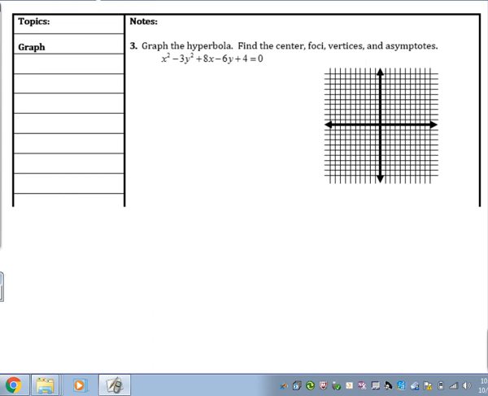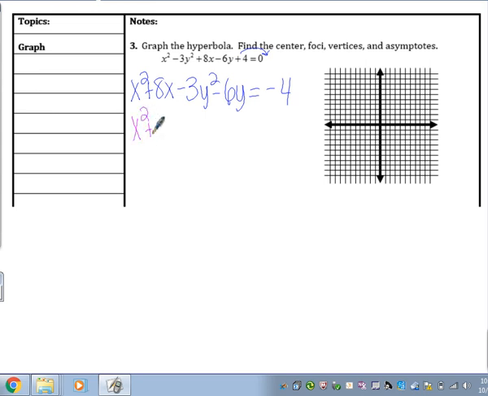Okay, so we're going to graph this hyperbola, and then we need to find the center, the foci, the vertices, and the asymptotes. So I just want to help you guys complete the square here because you have that negative. So first things first, we're going to bring the 4 over and rearrange the terms. So I have x squared plus 8x minus 3y squared minus 6y equals negative 4.